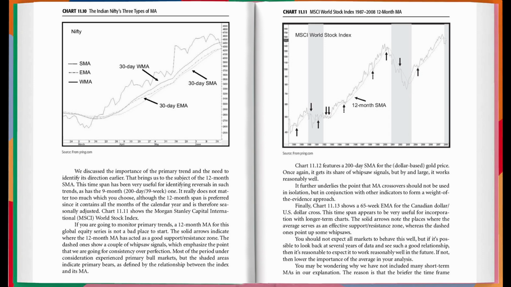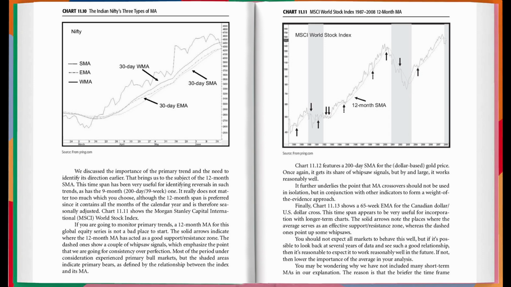Chart 11.11 shows the Morgan Stanley Capital International MSCI World Stock Index. If you are going to monitor primary trends, a 12-month MA for this global equity series is not a bad place to start. The solid arrows indicate where the 12-month MA has acted as a good support/resistance zone. The dashed ones show a couple of whipsaw signals, which emphasize the point that we are going for consistency over perfection. Most of the period under consideration experienced primary bull markets, but the shaded areas indicate primary bears, as defined by the relationship between the index and its MA.